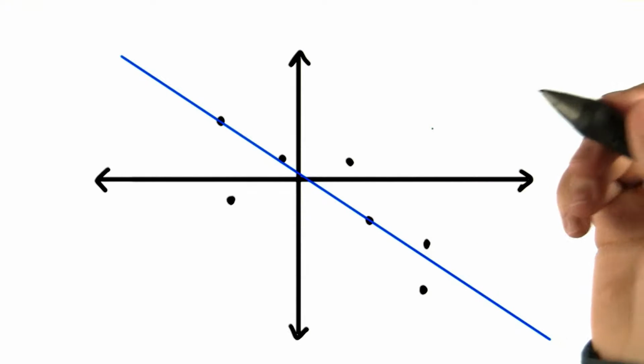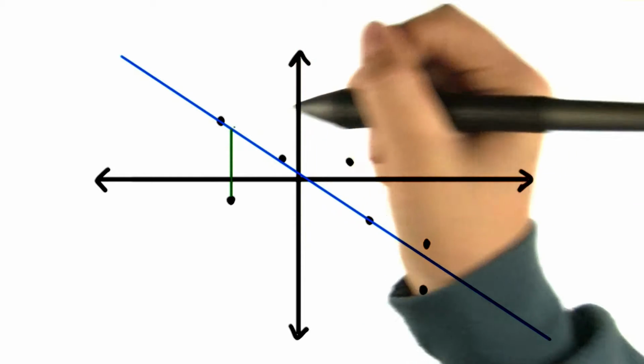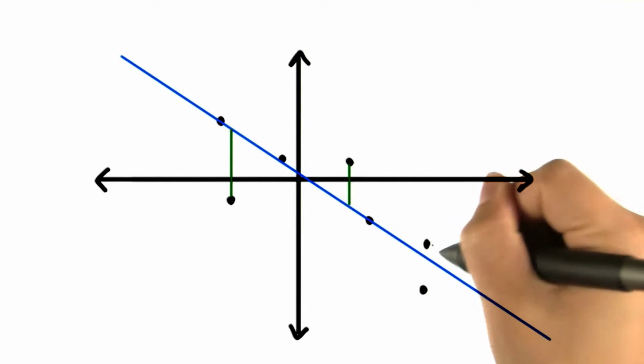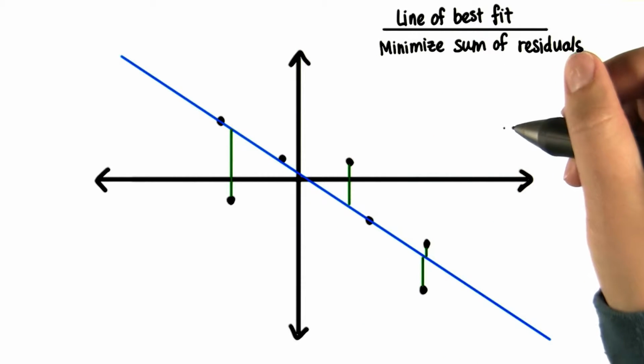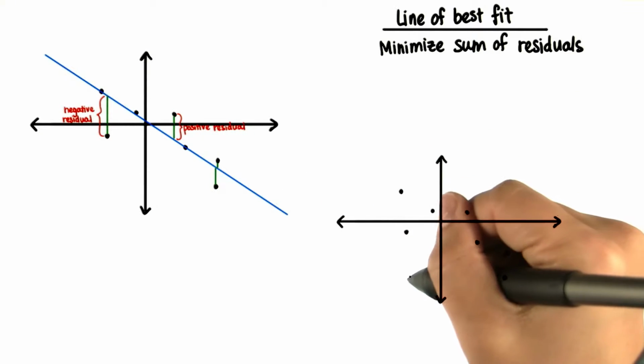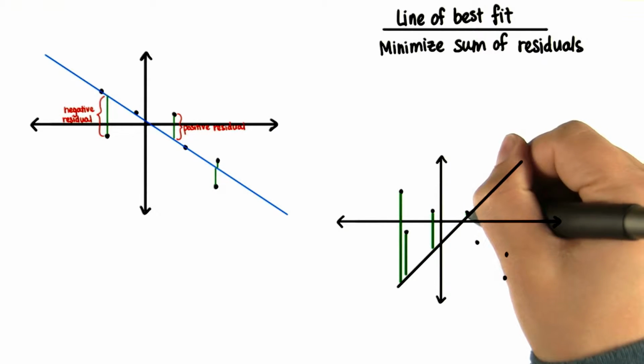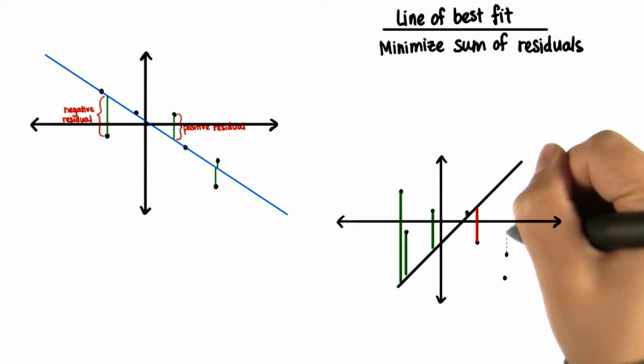One thing we can do to find the line of best fit is to find the line that minimizes the sum of all the residuals. The only problem is that the residuals are either negative or positive. And so if we had something like this, say, these negative and positive residuals would just balance each other out.